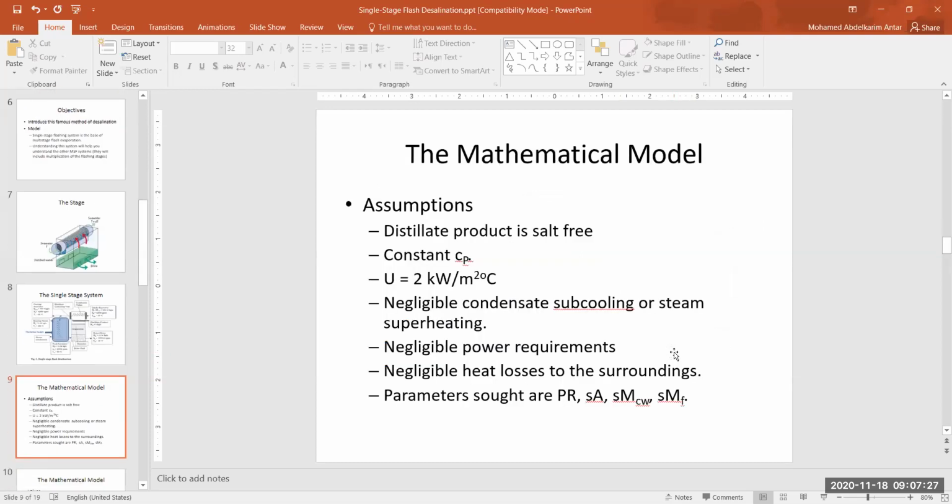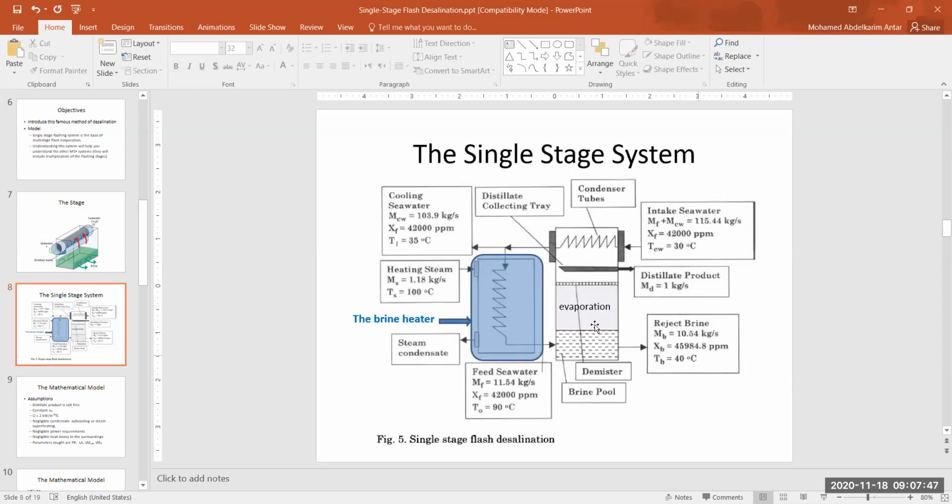Now let's look at the assumptions. Again, distillate production is free of salt. Cp is treated as constant. We are considering a constant overall heat transfer coefficient. We are neglecting, as usual, subcooling or superheating of the steam. Actually, steam that enters here, we assume that the steam comes as saturated vapor and leaves as saturated liquid. That makes it easy for the analysis.